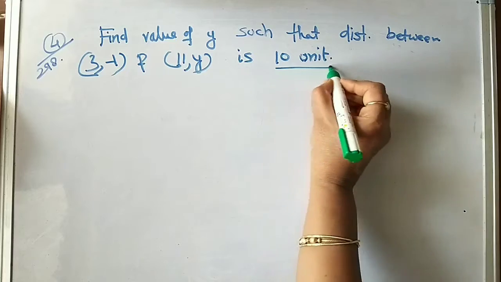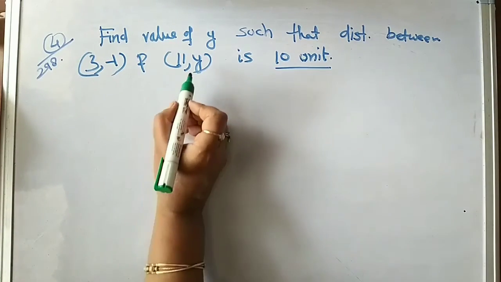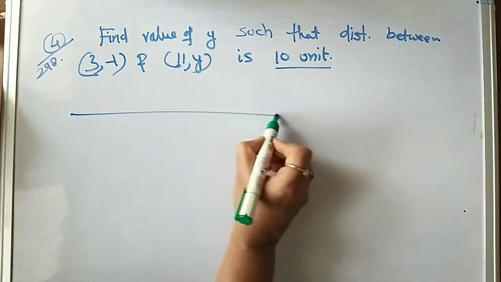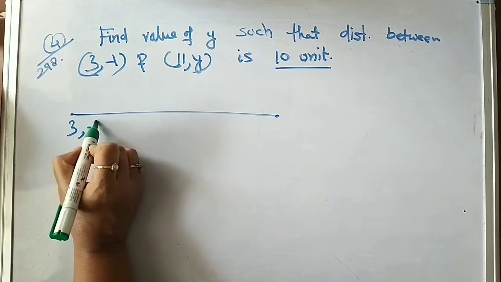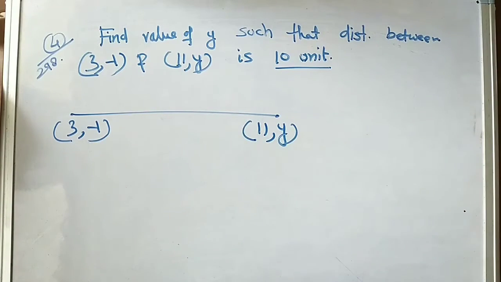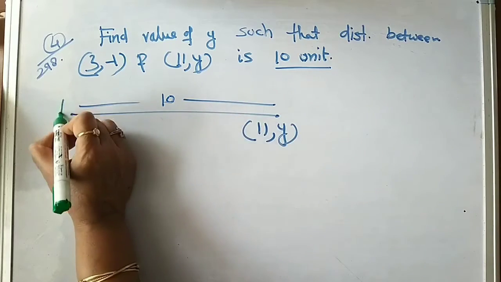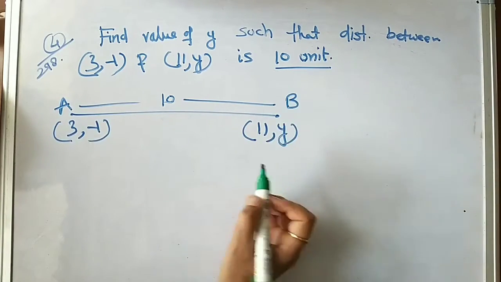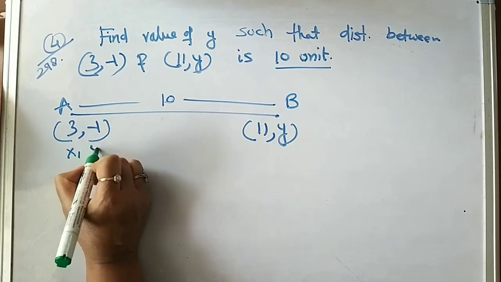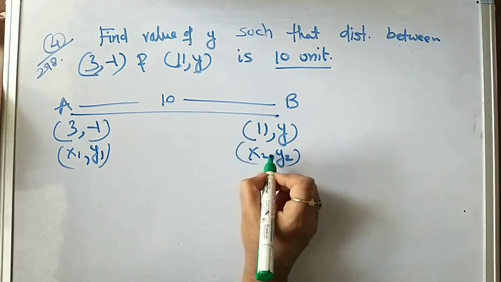Next question: find the value of y such that the distance between this and this point is 10 units. So here the distance is given and one point is unknown. You can see here, suppose this is 3, minus 1 and this is 11 comma y. Okay, so the distance between them is 10. This is given. Suppose this is x1, y1 and this is x2, y2.